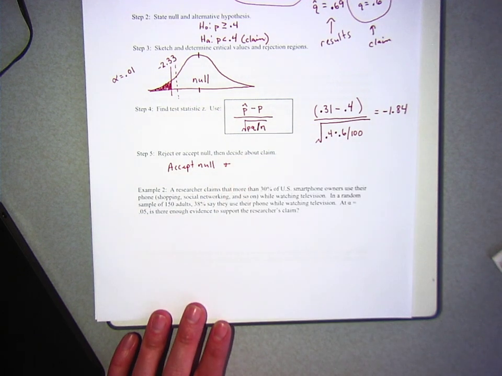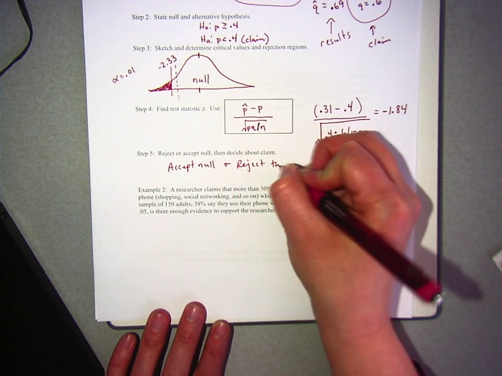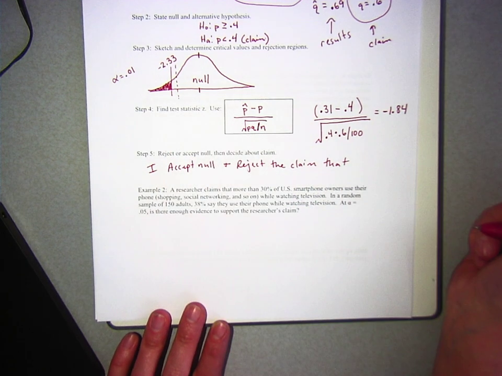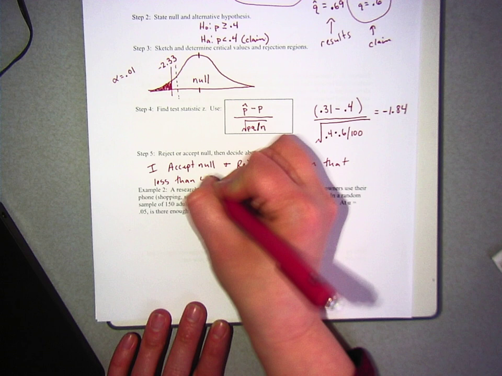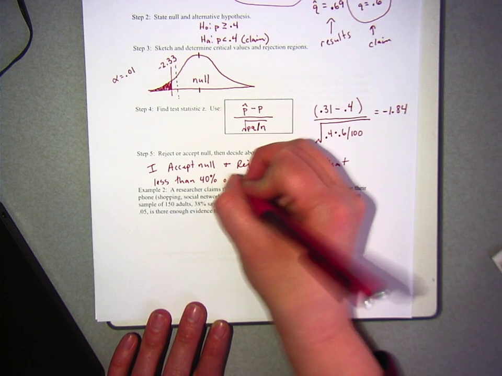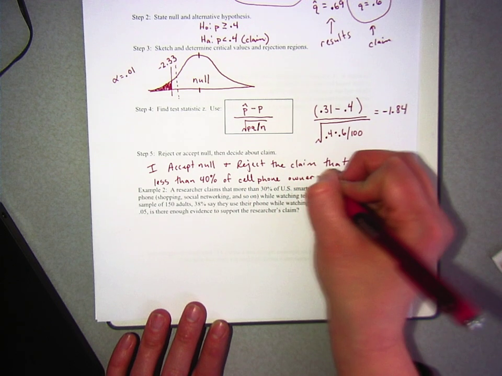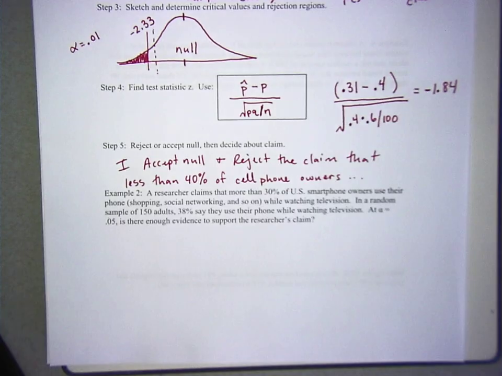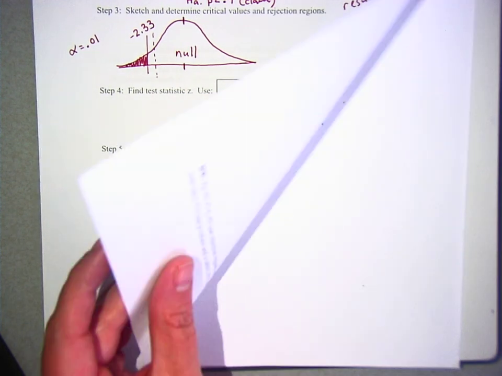And what about the claim? Reject it. And reject the claim that less than 40% of cell phone owners, etc. You do not need to finish the whole sentence, but you definitely need to finish the whole sentence if you're on the AP test. All right.